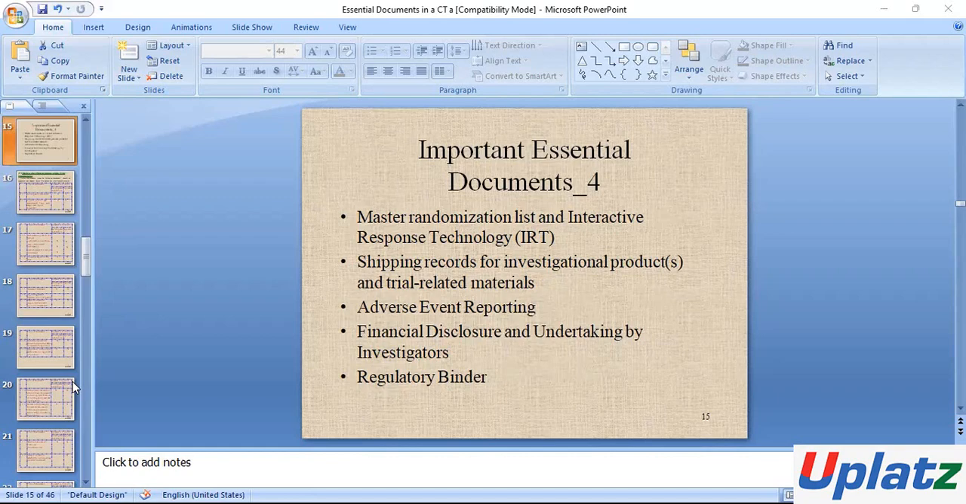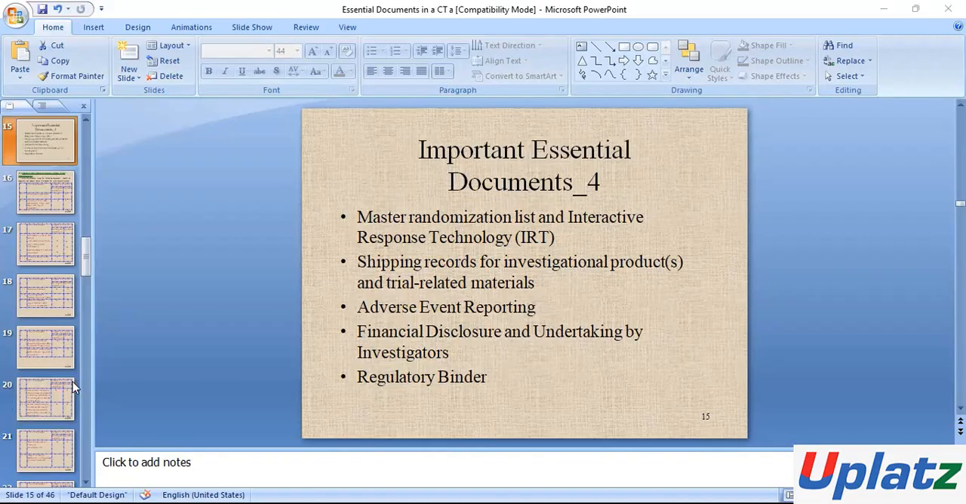Okay, next is financial disclosure and undertaking by disclosure. This is very much important so that there is no bias, there is no financial bias. Investigators, by disclosing any potential conflict of interest and committing to conduct of the study in ethical and transparent manner, can help to ensure that the safety and well-being of study participants are protected and that the study results are reliable and trustworthy.